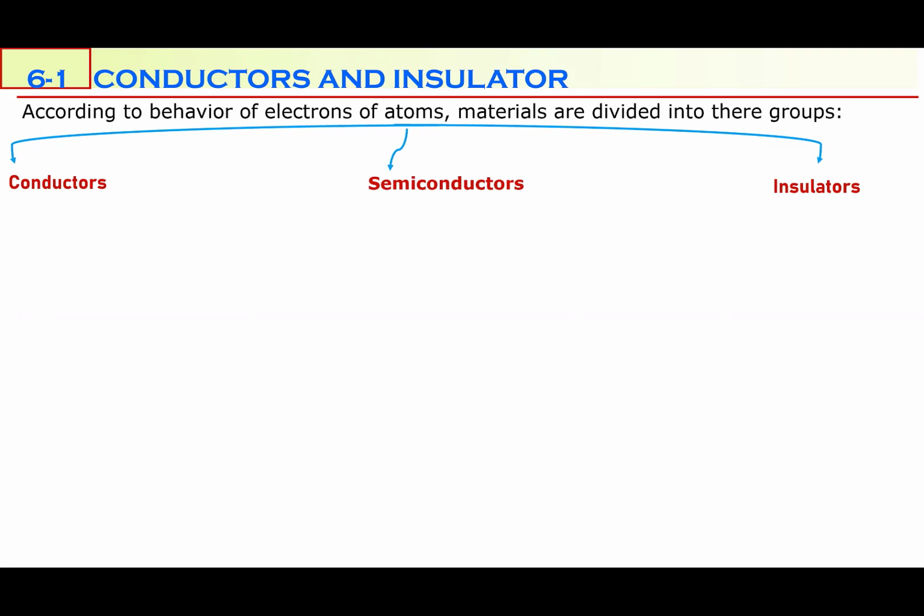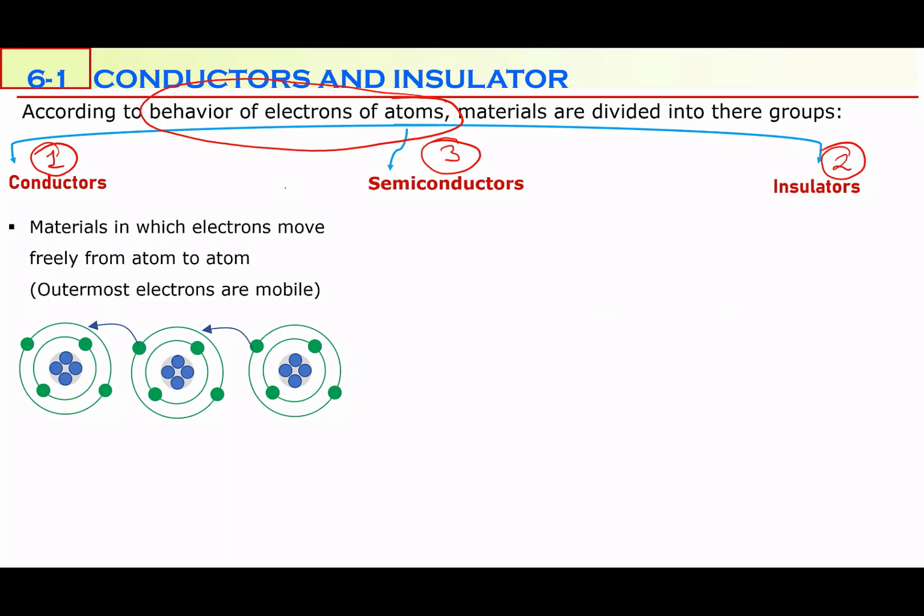According to the behavior of electrons of atoms, we are going to check the behavior of electrons, and this is the keyword. Materials are divided into 3 groups. The first group of materials are conductors. The second group are insulators. The third group are semiconductors. First I will explain conductors: what atomic property of a material makes a substance a conductor.